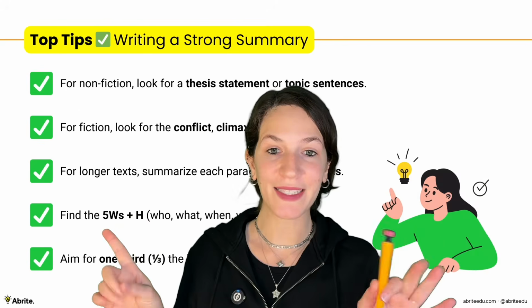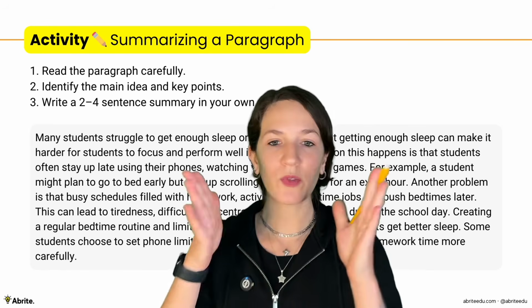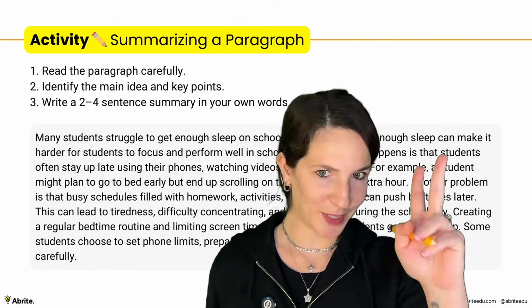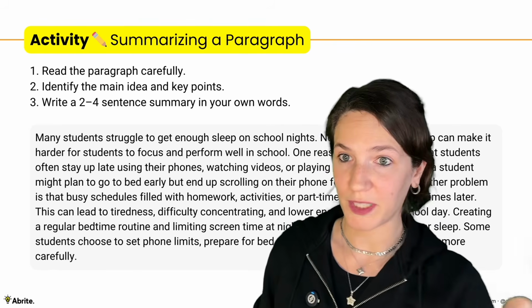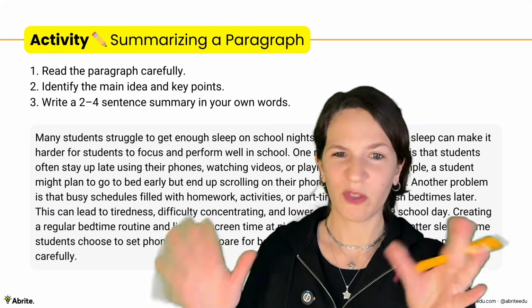Okay, with that in mind, it's activity time. And you guessed it, we're gonna summarize a paragraph. So here's what I want you to do for this activity. First, we're gonna read the paragraph carefully, once, maybe twice, right? Then we're gonna identify the main idea and key points and jot them down. Then we're gonna write a 2 to 4 sentence summary in our own words, 2 to 4 on average.